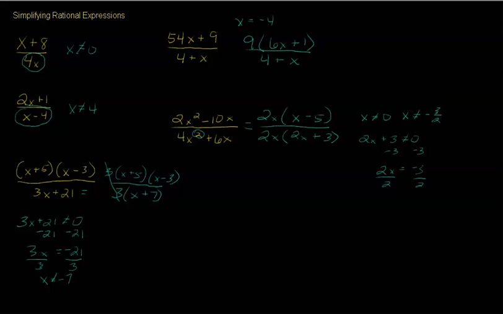Now we can cancel out, because this 2x can cancel out that 2x, because they're just one term being multiplied towards something. And we can't cancel out anything here because they're not exactly the same. So your answer would be x minus 5 over 2x plus 3. And x cannot equal 0, and x cannot equal negative 3 halves.